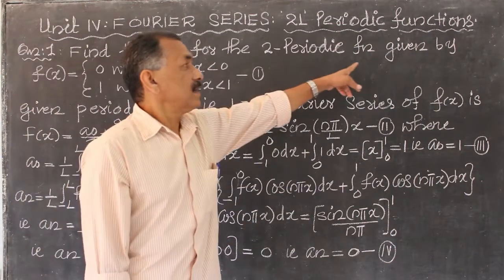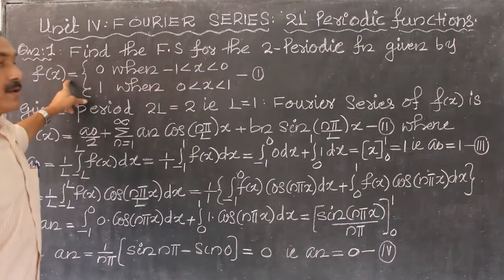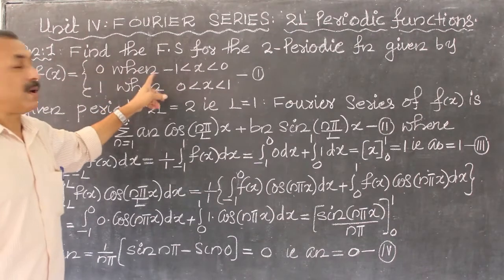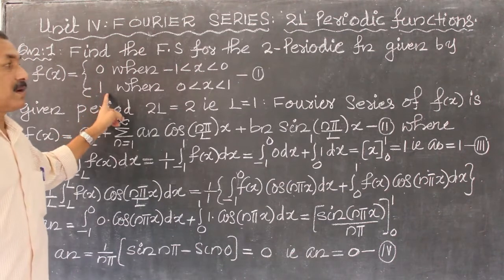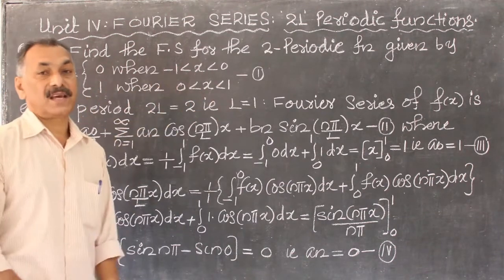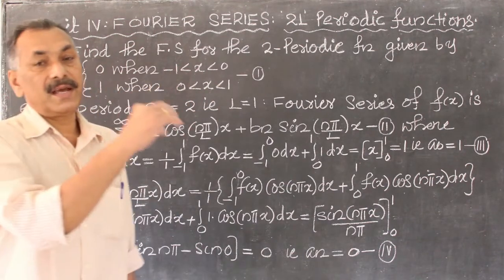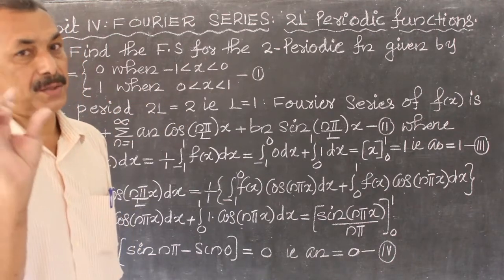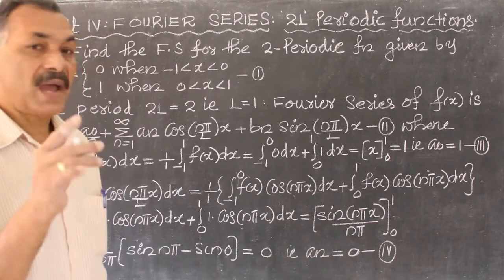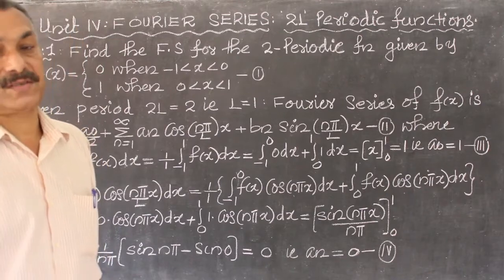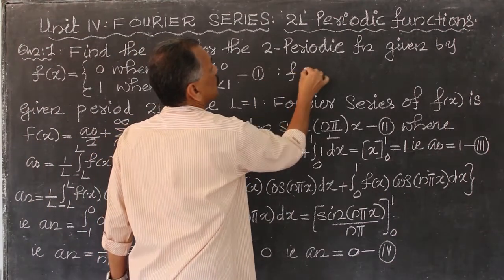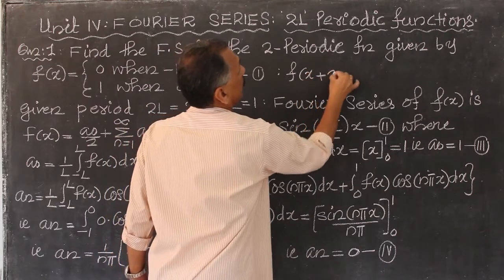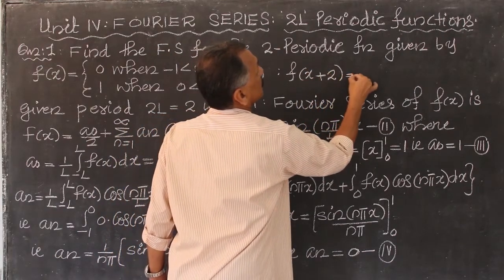The periodic function is given by f of x is equal to 0 when -1 less than x less than 0, and equal to 1 when 0 less than x less than 1. Given that this function f of x is 2 periodic, that is f of x plus 2 is equal to f of x.